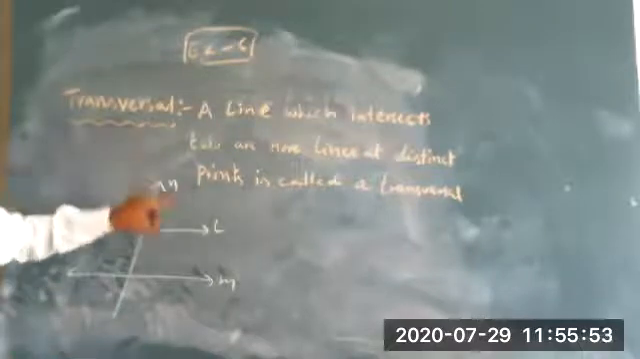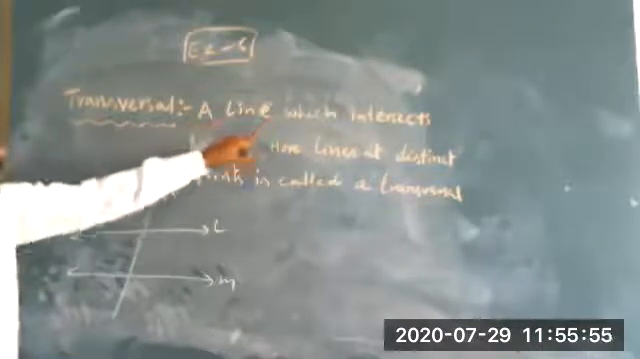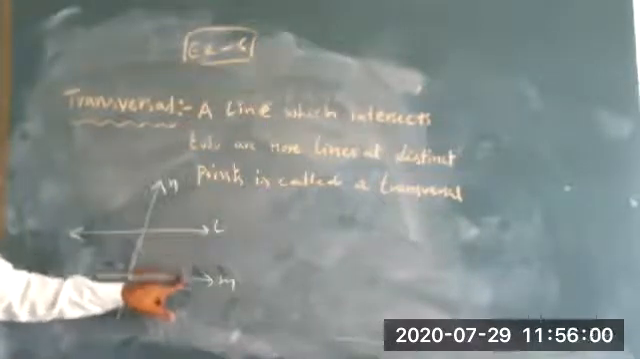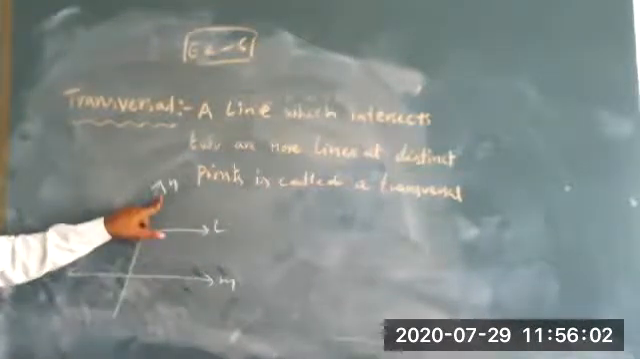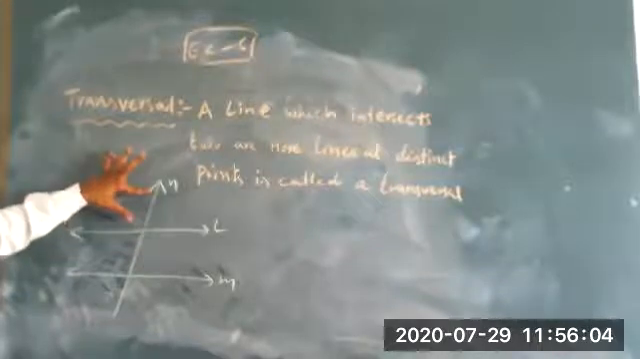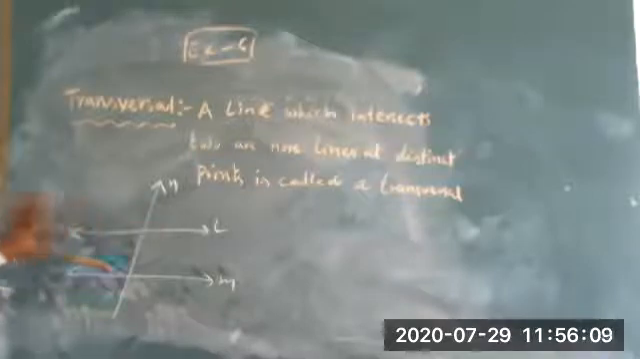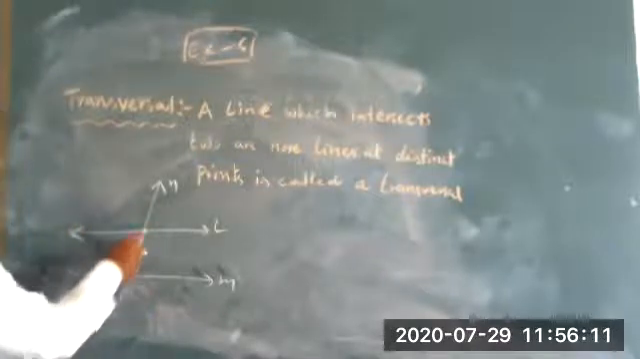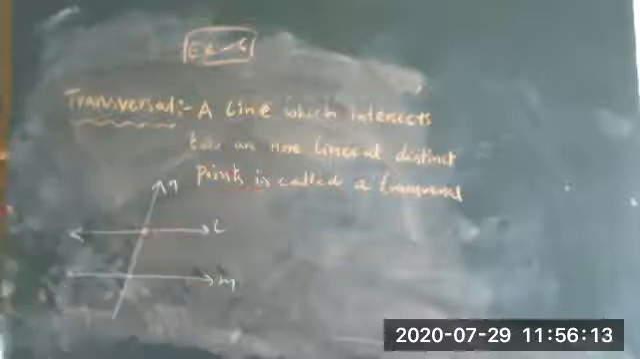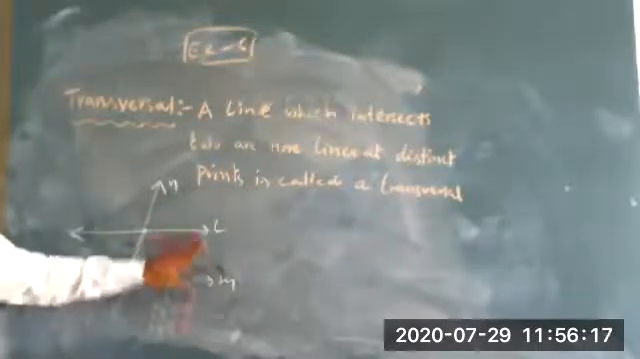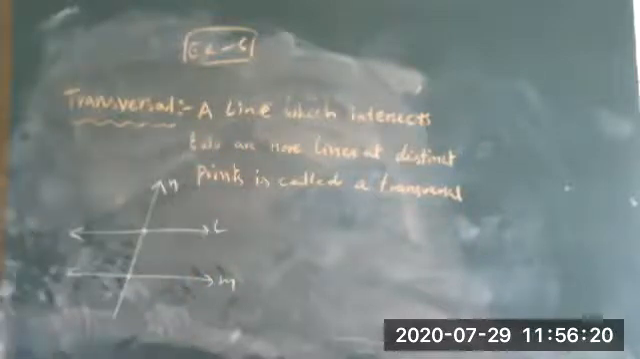So what about transversal, children? A line which intersects two or more lines. Here, how many lines are there? Two lines, L and M. This line N intersects L and M at distinct points, these two points. So it's called a transversal. So N is called what, children? Transversal. L and M are two lines. A line which intersects two or more lines at distinct points is called a transversal.